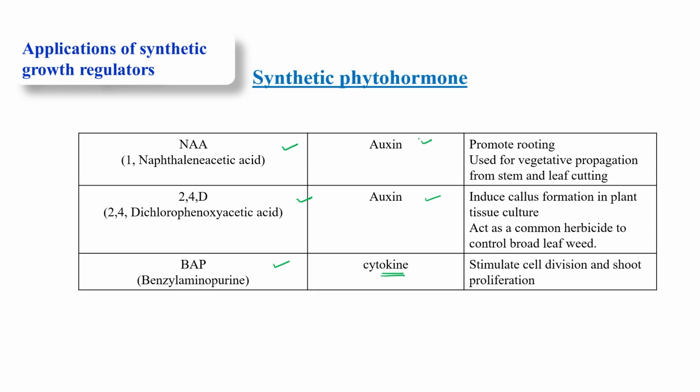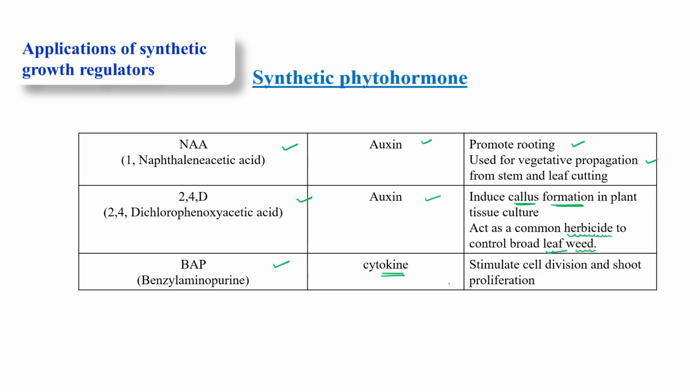So what is the function of auxin? Promote rooting, useful for vegetative propagation from stem and leaf cuttings, right? So NAA is used to promote rooting, to promote vegetative propagation from leaf and stem. 2,4-D is used to induce callus formation in the plant tissue culture laboratory, callus formation from the leaf. 2,4-D also acts as a common herbicide to control broadleaf weeds.